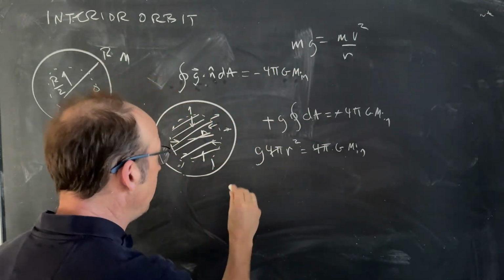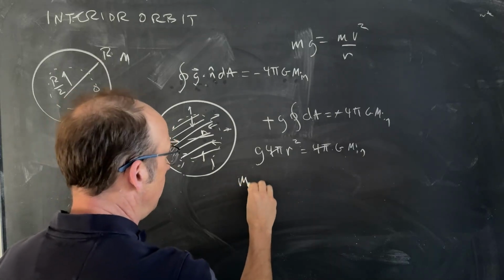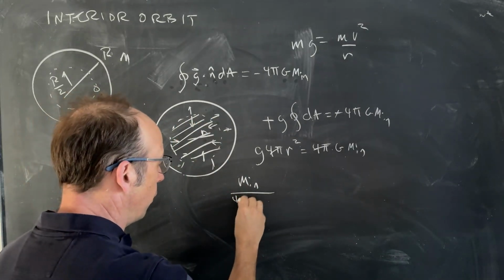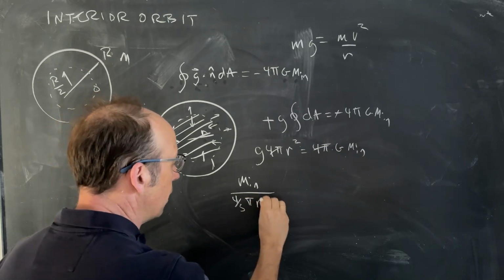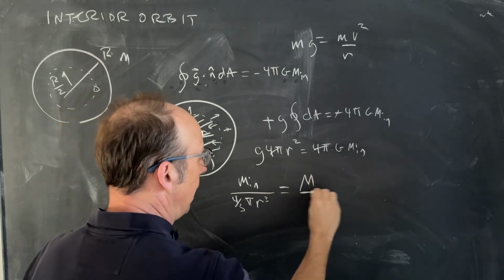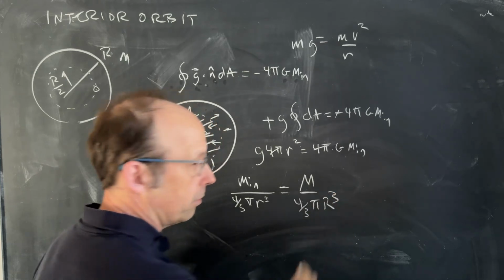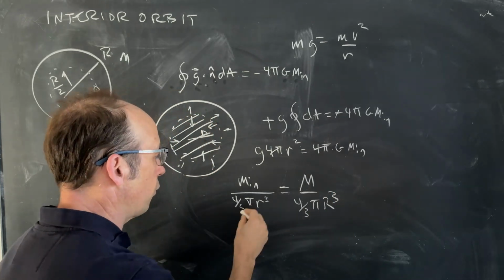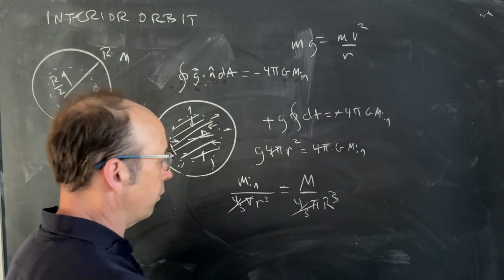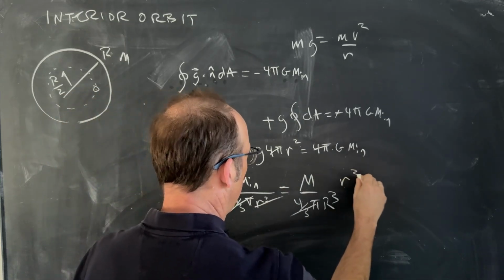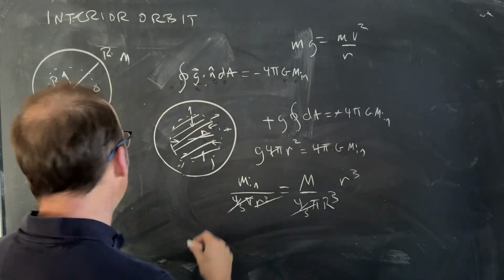So because it has uniform density, Mn over this volume, the volume of a sphere, which is 4/3 pi little r cubed, is the total mass over 4/3 pi big R cubed. So I can solve this for Mn. The 4/3 pi cancel. Mn is going to be equal to this times r cubed. So now let's put it all together.